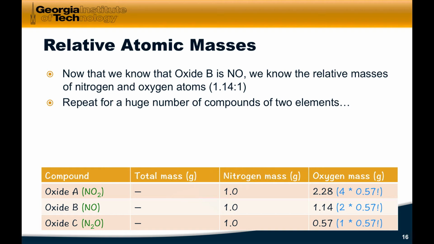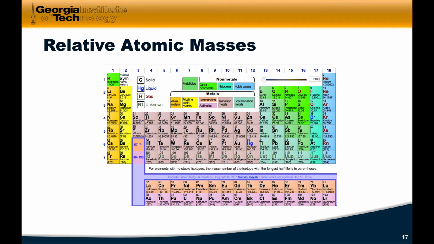We can repeat this same type of experiment for a huge number of compounds of 2 different elements to develop an entire table of the relative atomic masses of all the different elements. Out pops the periodic table.